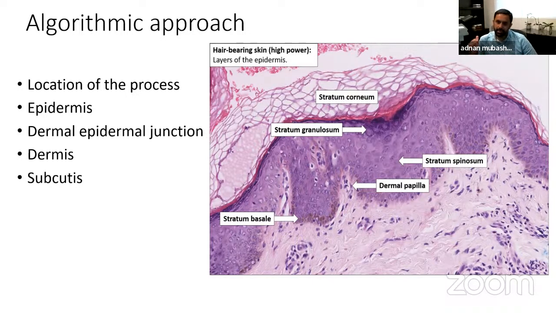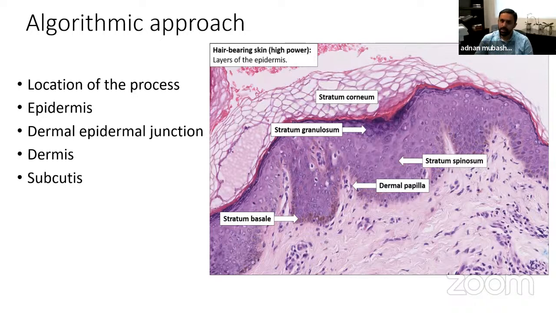are highlighted. Starting from the top, you always have to have an algorithm. Either start from the top, go down all the way to the dermis, or start from the dermis, go all the way up to the top. Most people, when they look at any slide to interpret, have an algorithm in their mind, and that's what you get in your training, that you always start from the top. For example, when it comes to skin, you start from the top.